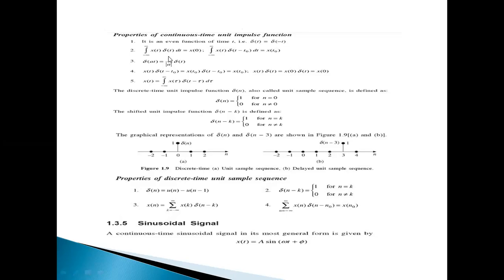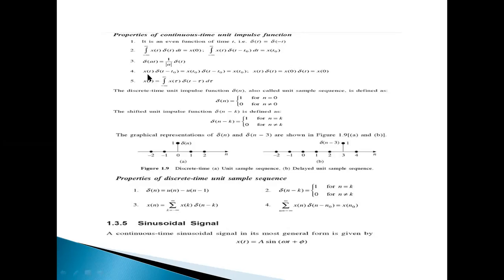And delta of at is equal to 1 by a into delta of t. Delta of at is time scaling; we are scaling the time with a. It is equal to 1 by a delta of t. Let a is equal to 1: delta of t is equal to 1 by 1 into delta of t. Simple. If it is a 2, it means scaling with 2 into t, and at t is equal to 0 the magnitude becomes 1 by 2 into delta of t, and so on.